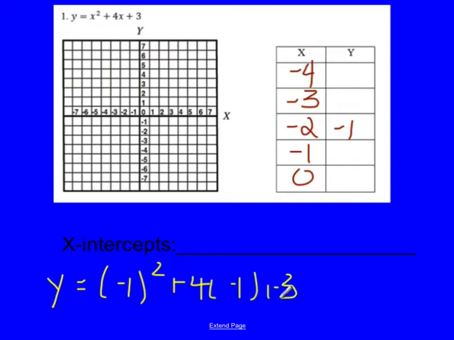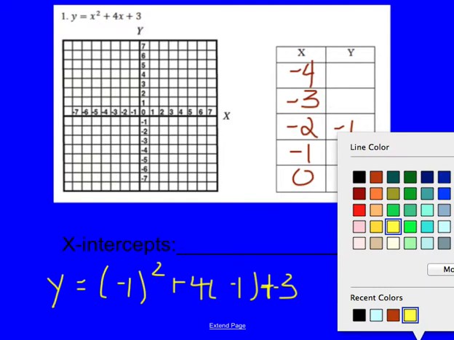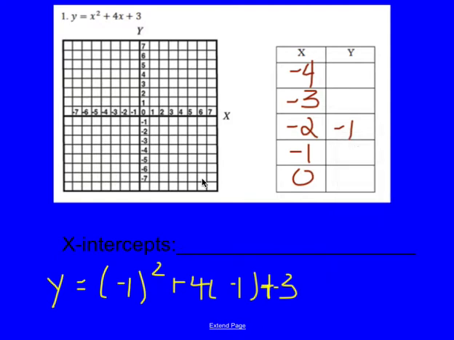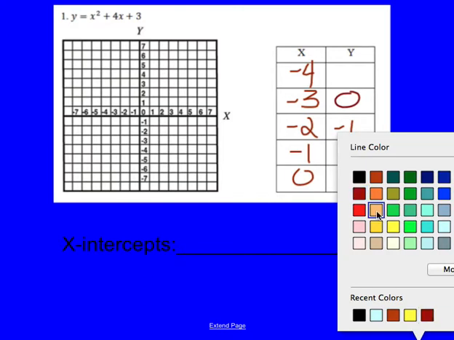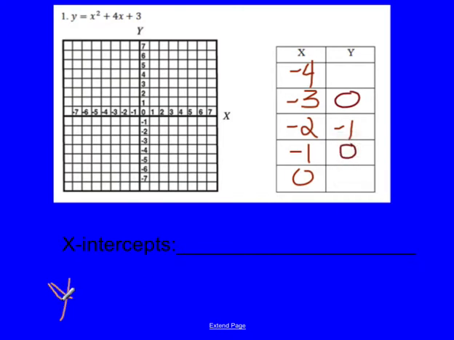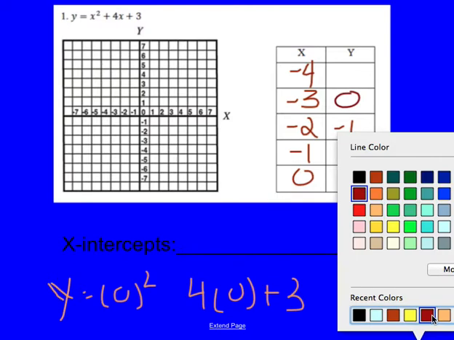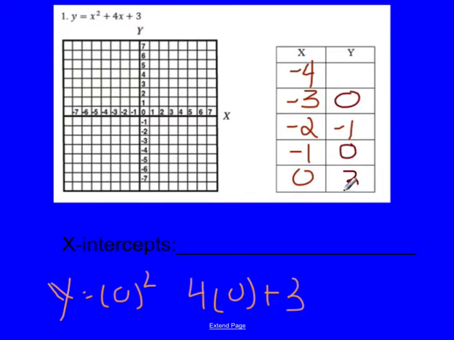Again, it's always good to be calculating this along with me so you make sure you know what you're doing. When you plug this into your calculator, you end up getting 0. Remember, it has to be symmetrical on either side. Continuing on, let's plug in 0. So we have y is equal to 0 squared plus 4 times 0 plus 3. Now we're going to plug that into our chart, so we end up with 3 for each of those values.